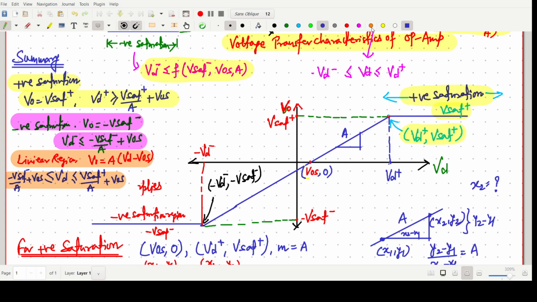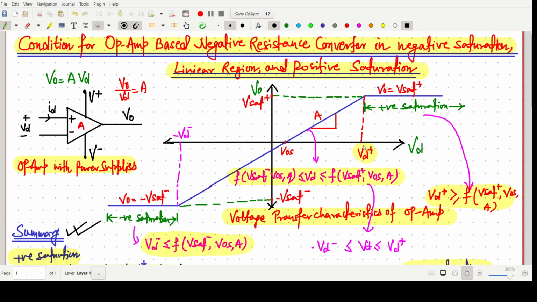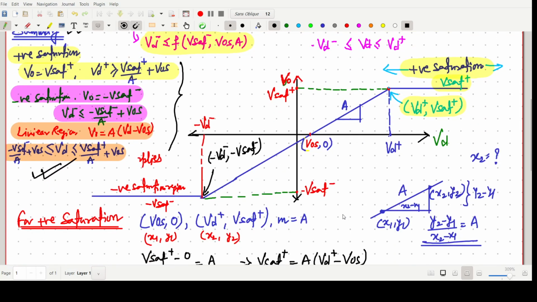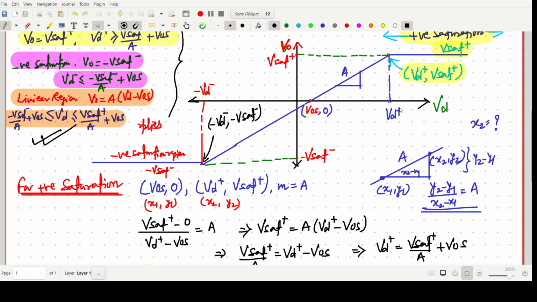So this is all about this concept. This one is very important. You can go directly by using this Vo versus Vd curve, the transfer characteristics, then use the concept of a straight line, and if you go step by step, you can easily find the conditions: Vd value should be this for positive saturation, this value for the negative saturation, and in between is for the linear region.